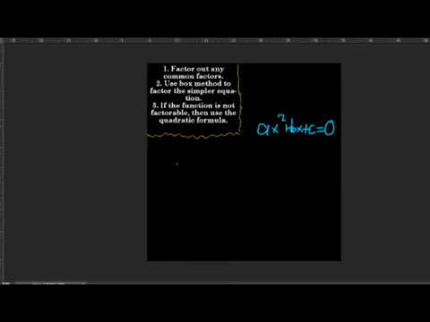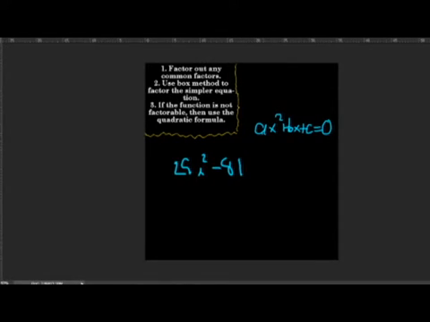I'm going to try 25x squared minus 81. Now, I'm going to go through my checklist up here. Does it have any common factors? Let's see. Well, it doesn't look like it has any common factors, so we're going to skip that step. Step 2, use the box method. So is this factorable? Well, yes. So let's take a look at how.